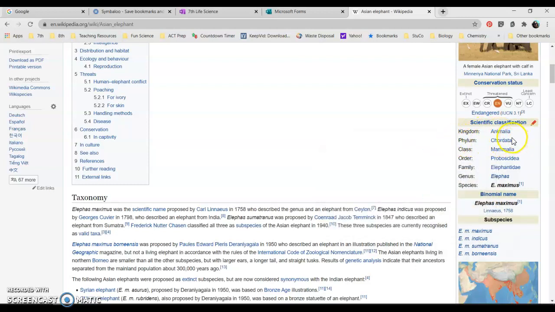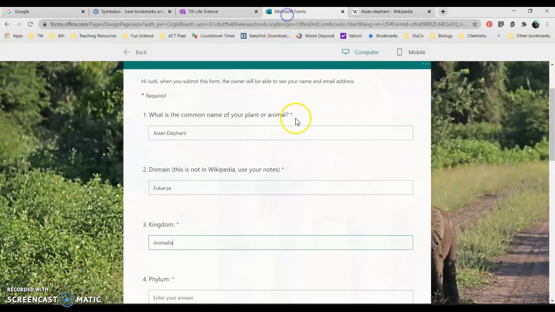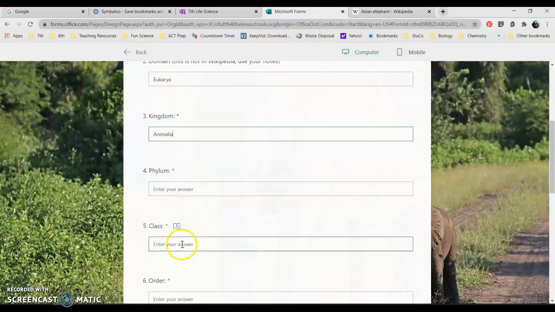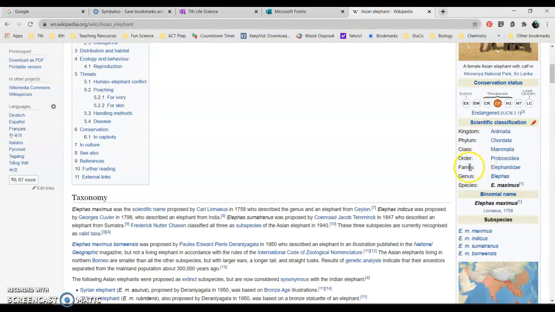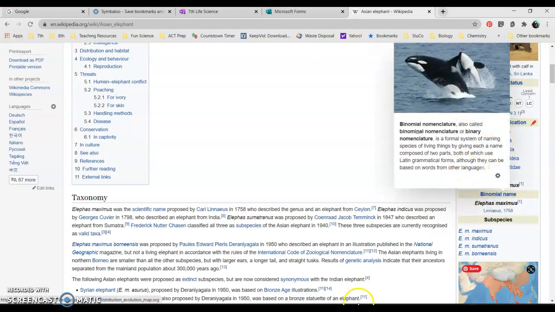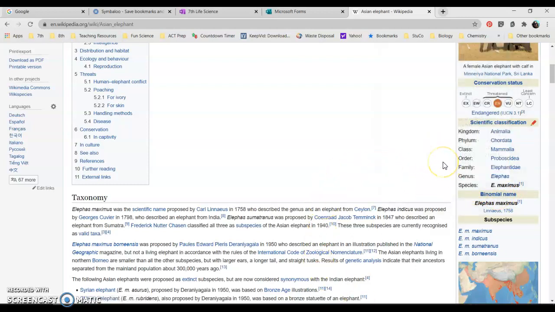Phylum, Chordata, because he's got a spinal cord or vertebrae. Class, Mammalia. So I would go in and fill in Chordata and Mammalia. And then you can look and do the order, the family, the genus, and the species. Remember, if you have extra information in there like subfamily or infraorder or something like that, just ignore it.